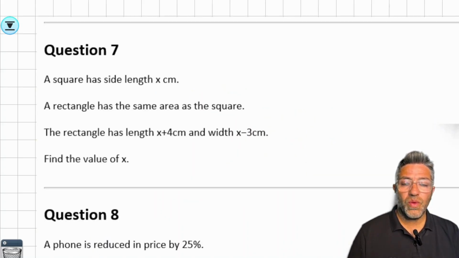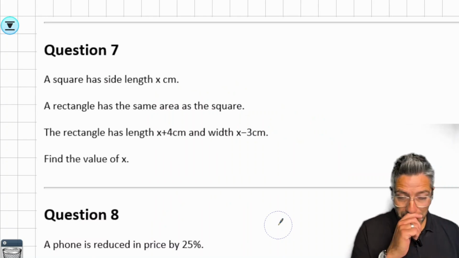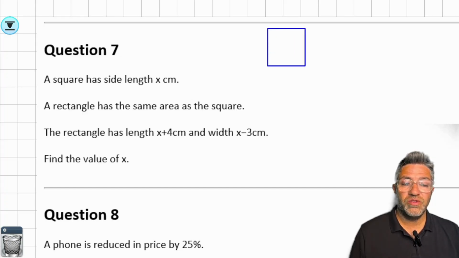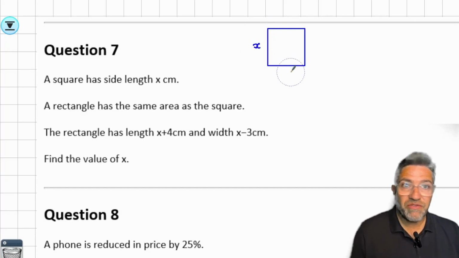So we're now moving on to question 7. And the second word I see is the word square. Whenever shapes are involved, I do like to take a drawing. And the square has a side length of x. I could mark each side. Square has every side of equal length. I'm just going to label the one.